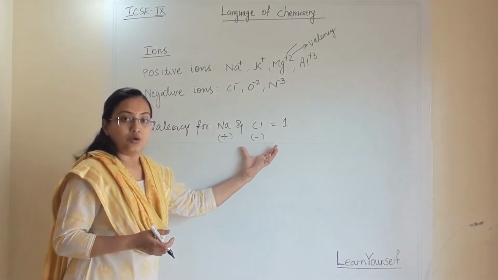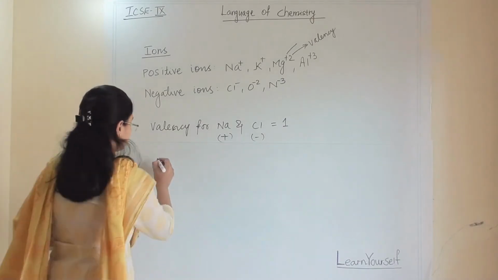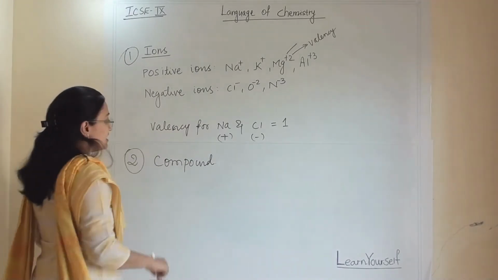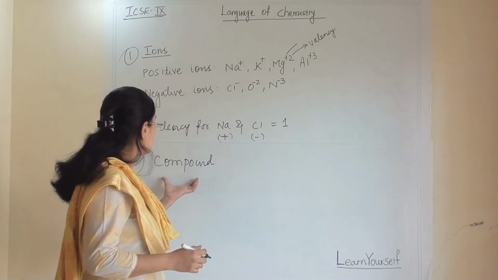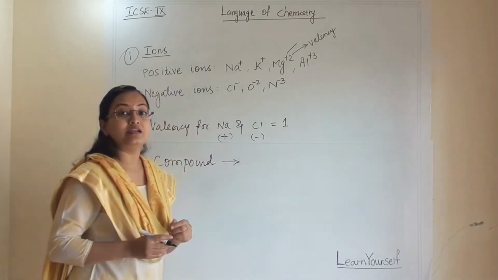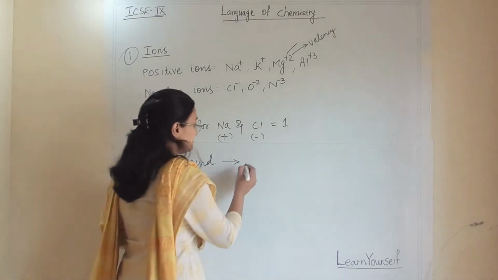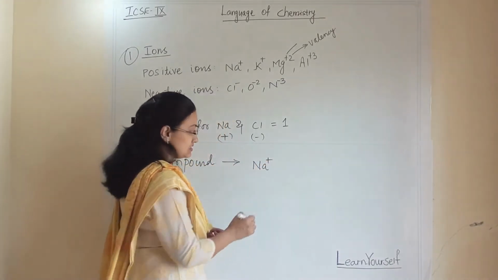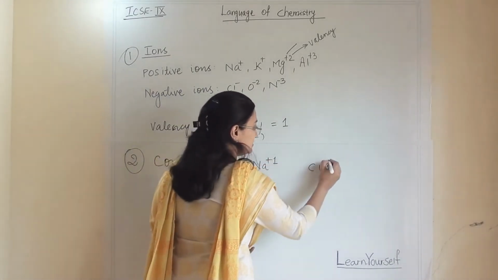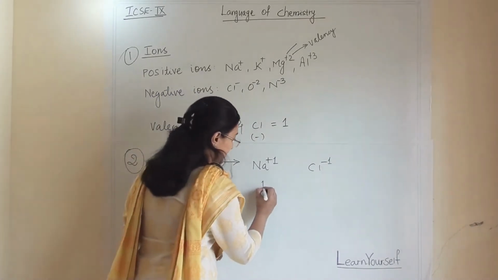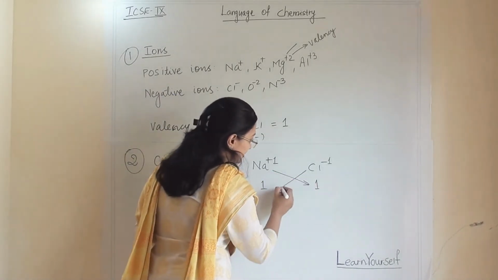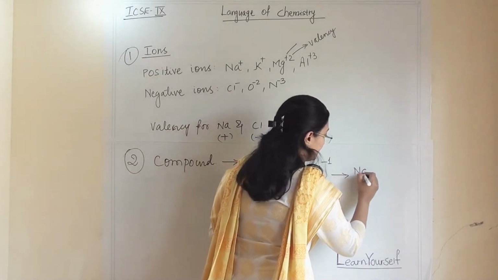So from this, we are going to form a compound. The first step is ions, the second is compound. So how are we going to write a compound from these two ions? How can we write a molecular formula from two different ions? Suppose I have Na+ and Cl-. Na's valency is 1 and Cl's valency is 1. So with cross multiplication, I am going to write it here: NaCl.